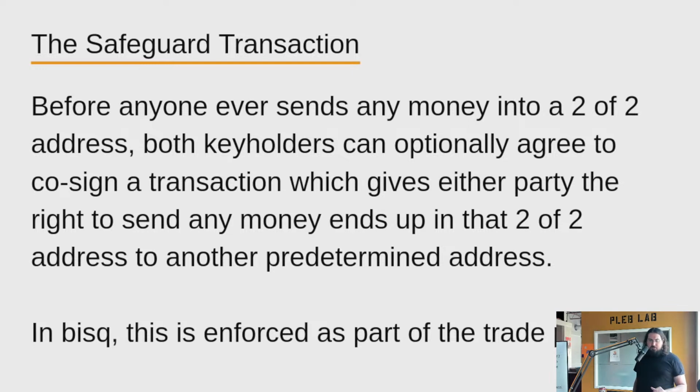When I gave this presentation once before, the Bisq people got mad at me for saying this, because I said here that both key holders can optionally agree to do this safeguard thing. And Bisq was like, it's not optional. If you don't do the safeguard in Bisq, the trade won't happen. And I'm like, yeah, I know, it's enforced in Bisq. I'm just saying, in general, in Bitcoin, all 2 of 2 addresses let you do optionally a safeguard transaction. But in Bisq, it's required as part of their protocol.